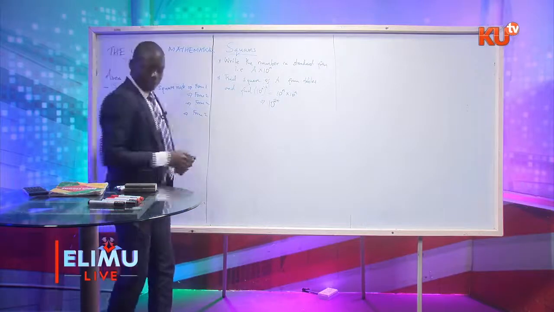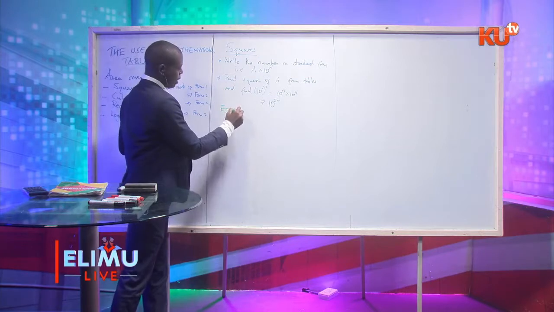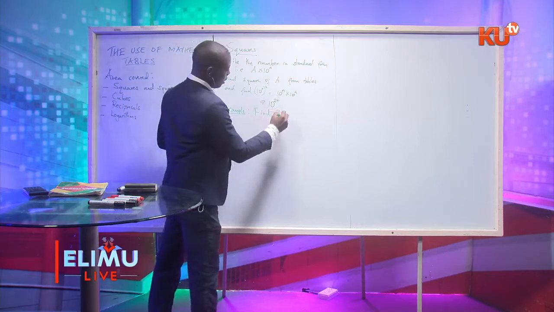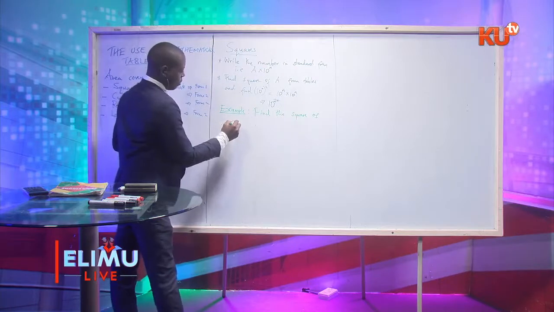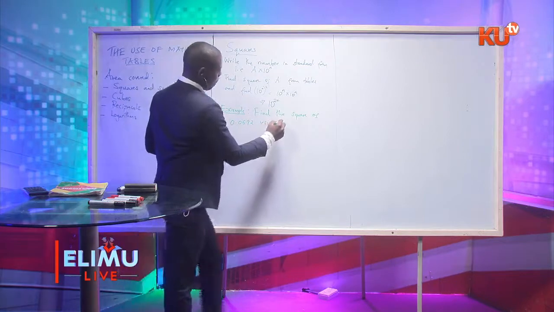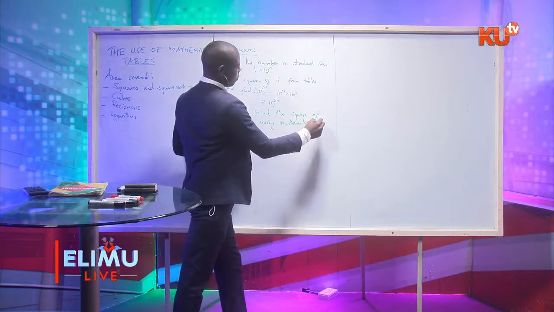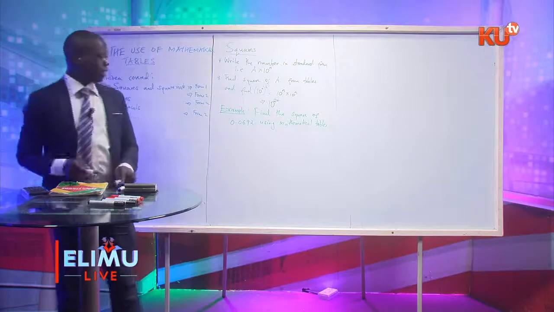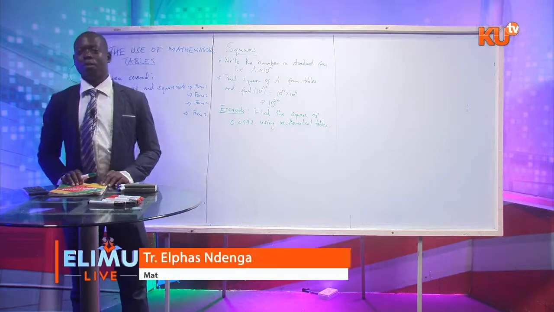So let's see. If we have to look at a case of a question, where you're told to find the square of 0.0692 using mathematical table. We find the square of 0.0692 using your mathematical table.